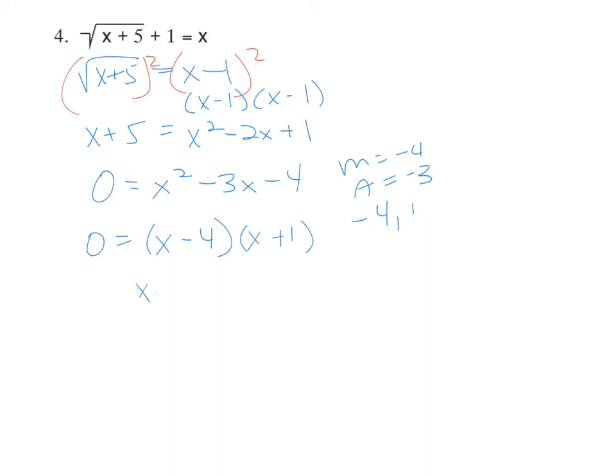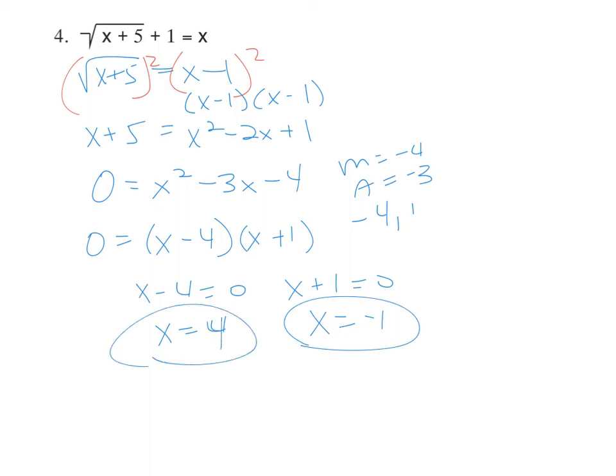And so I get x minus 4 equals 0, x plus 1 equals 0, x equals 4, x equals negative 1. And now remember, I need to check. So I go back over here. I'm going to check my 4 first. I get the square root of 9 plus 1. And that's a true statement. So this one's good. And I check the negative.